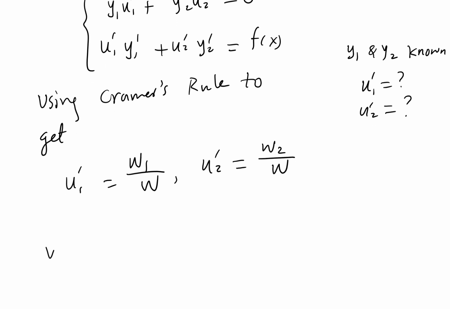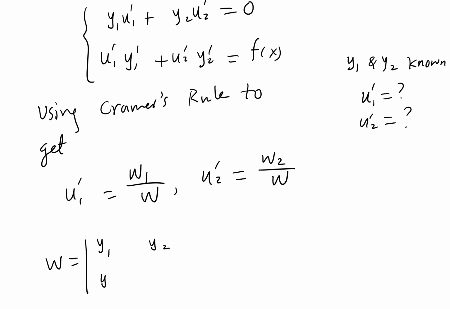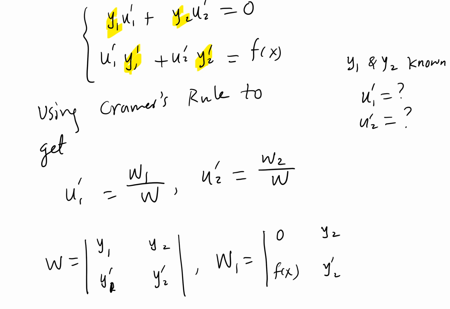And what is w? W is basically the coefficients from the system of equations: y1, y2, y1 prime, y2 prime. So these are the coefficients, because remember, the u's are the variables, and the other ones are known, meaning they're constants. And w1 is the one where you drop the y1s, like y1, y1 prime, and replace them with the right hand side, 0, f of x. And this stays the same, y2, y2 prime. For w2, keep the first one the same, y1, y1 prime, and you drop the y2s, replace them with 0 and f of x. These are determinants.